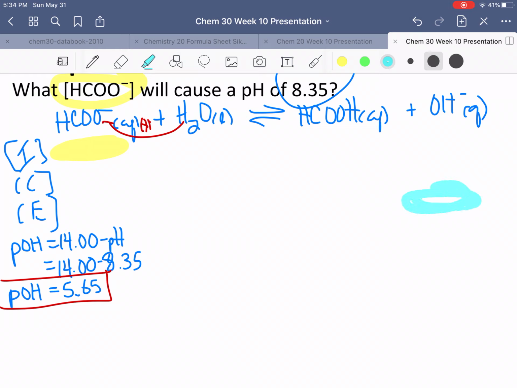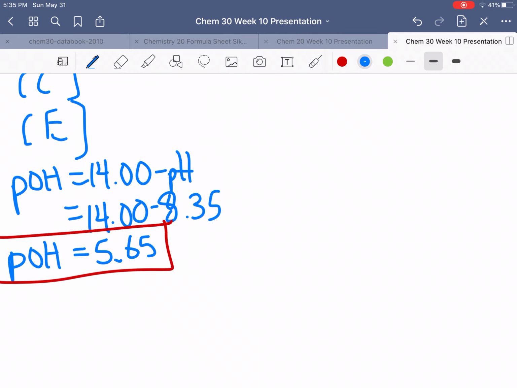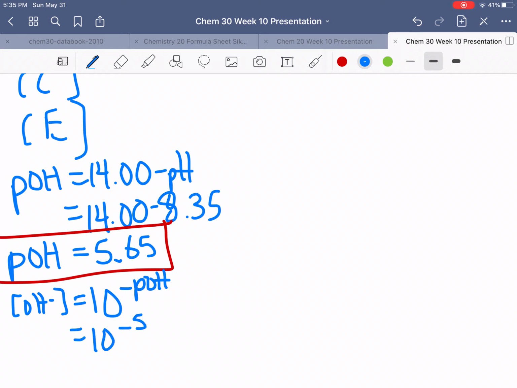So I now have the means to get this number. Okay, let's go through it. Hydroxide concentration is going to be equal to 10 to the exponent of the negative pOH. In other words, 10 to the exponent of negative 5.65.